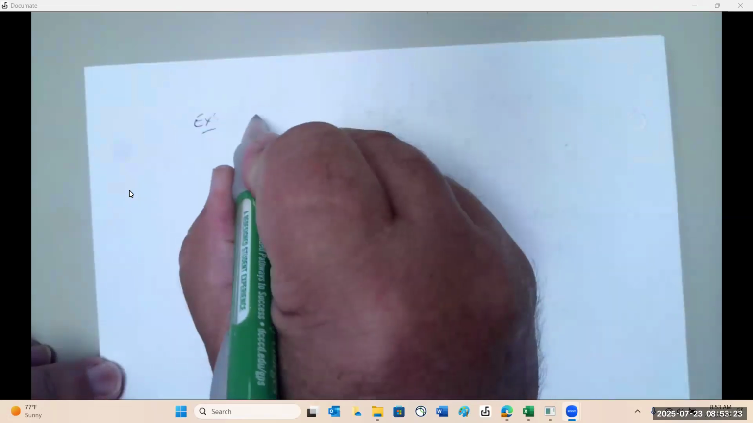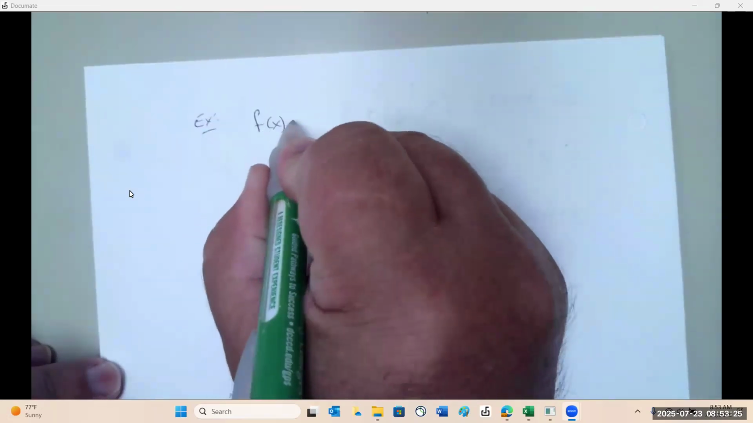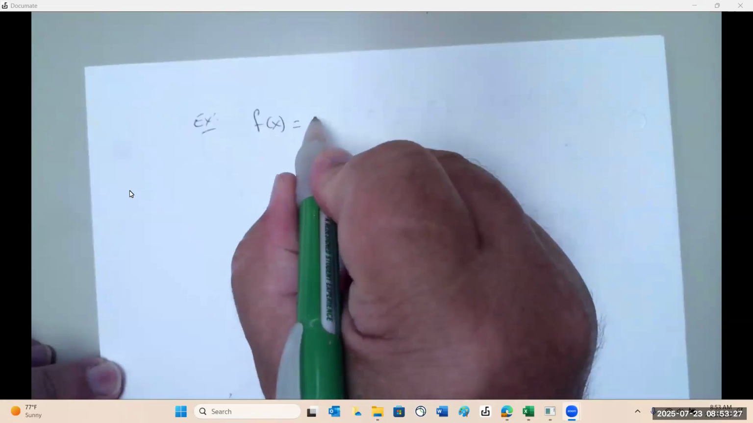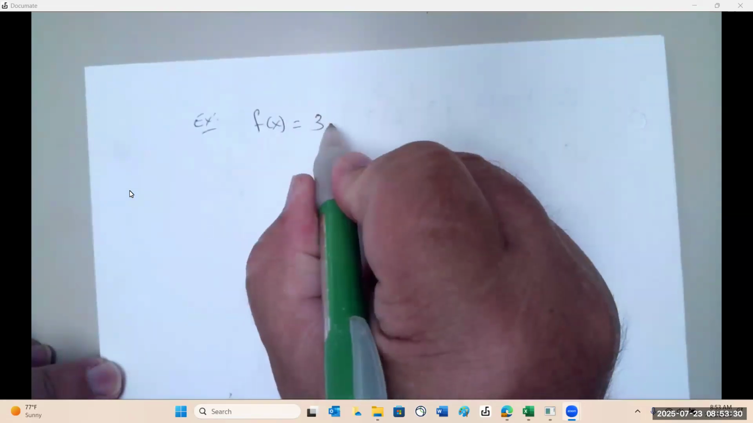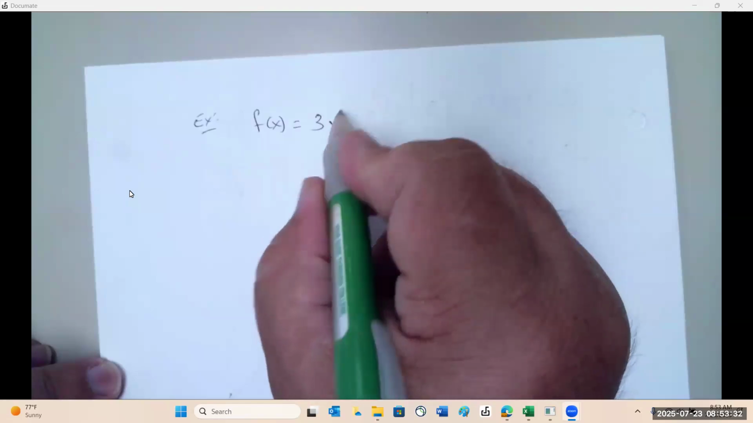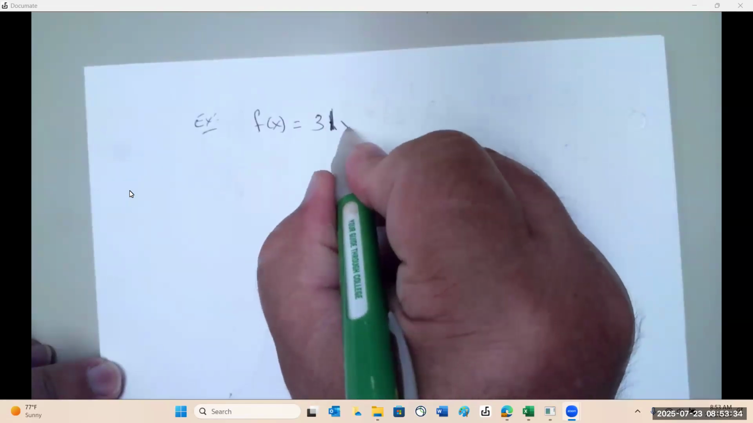Actually, we could look at an example here. F of x equals 3 absolute value of x.